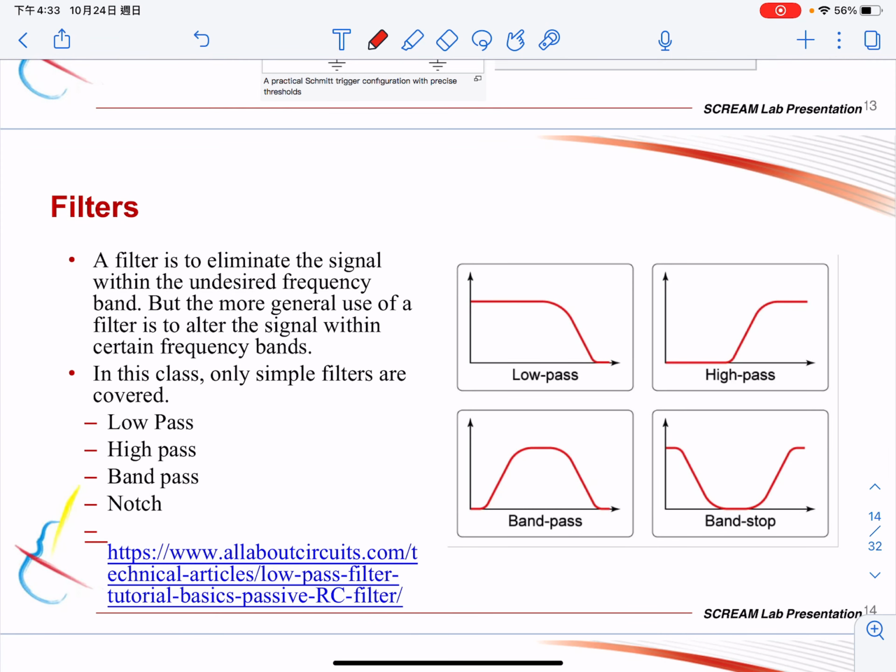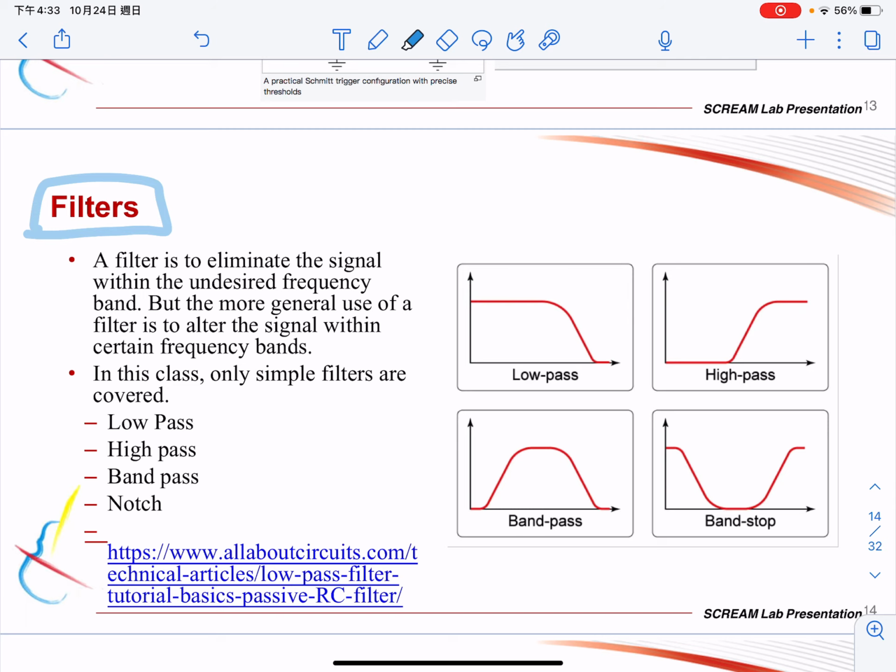Next, we are going to introduce a very important topic, usually much more important than linear amplification using operational amplifier. It's called filtering. Okay, what is filtering? Let's see what it writes in the slide.